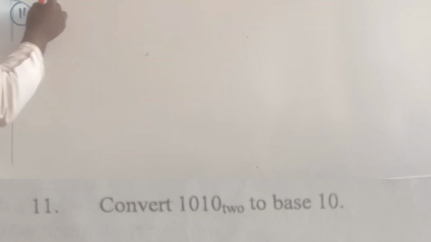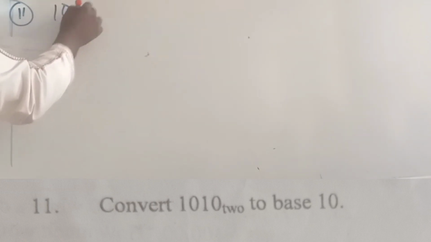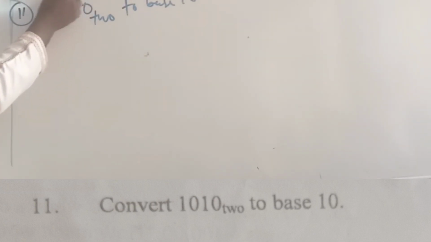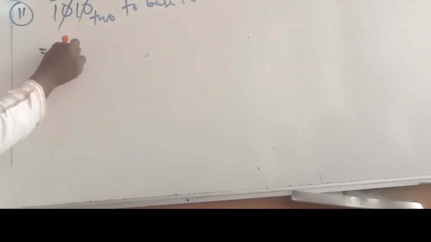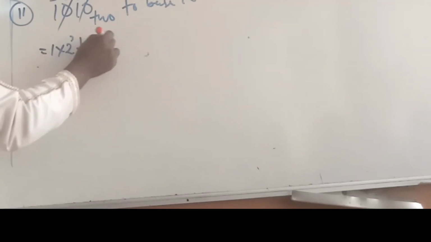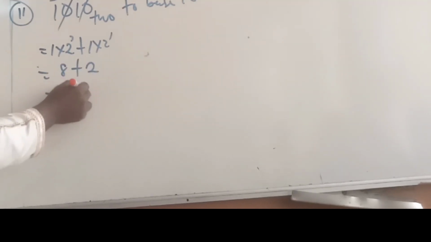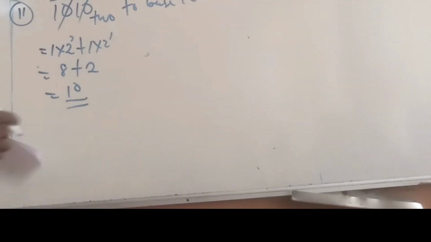Number 7. Convert 1010 base 2 to base 10. So the shortcut is 0, 1, 2, 3, right? Now this is it, because what you are doing is an objective question. We don't need this, we don't need this, because 0 times anything will give us 0. So that is 1 times 2 raised to 3 plus 1 times 2 raised to what? 1. So this gives 8 plus 2. The answer is equal to what? 10. Option D.